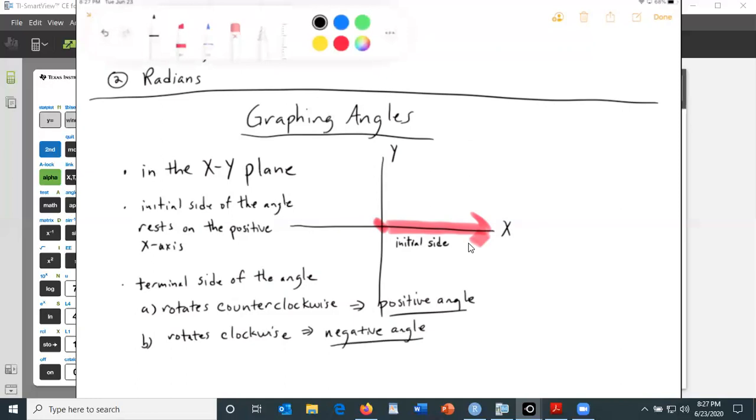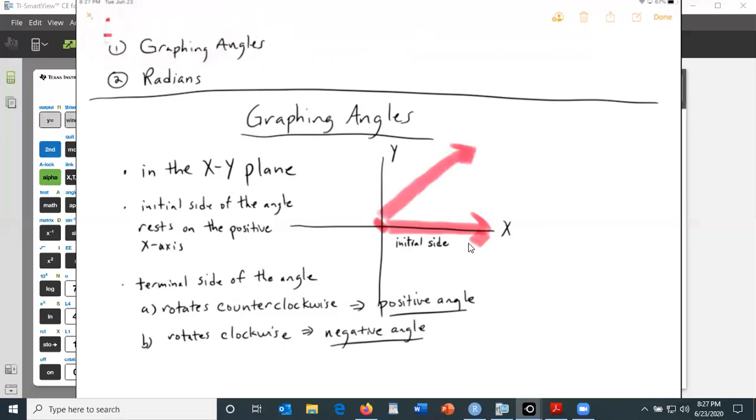Okay, so for example, I could just rotate the angle to there. And remember, we put that little rotational arc there just to show that the angle is actually rotating. And this is what we call the terminal side. Because initial is like, this is where you start. Terminal, this is where it stops rotating. That's the idea.